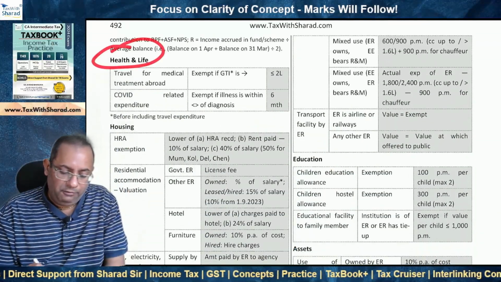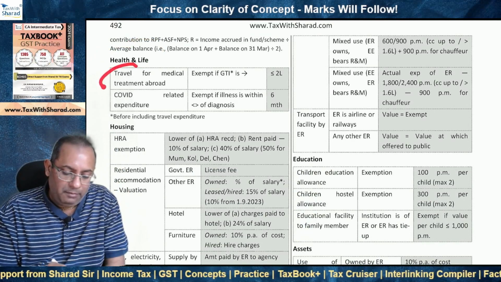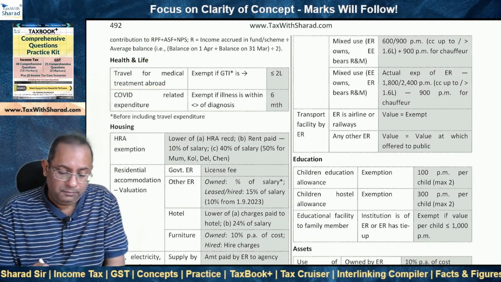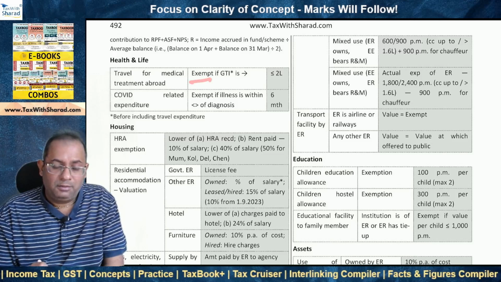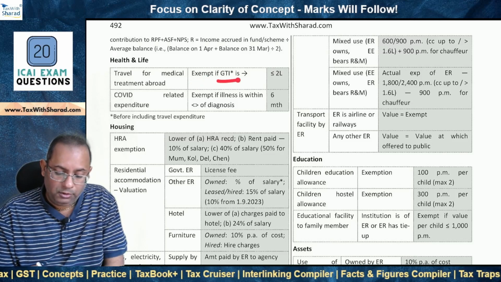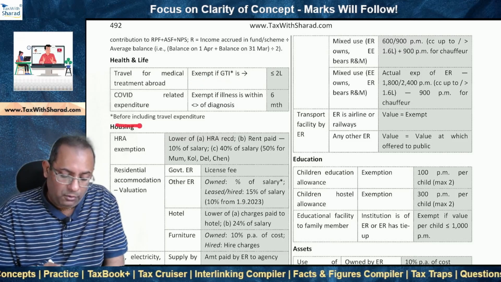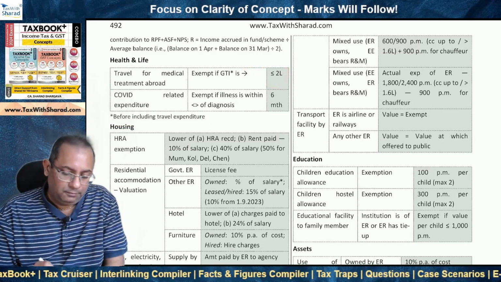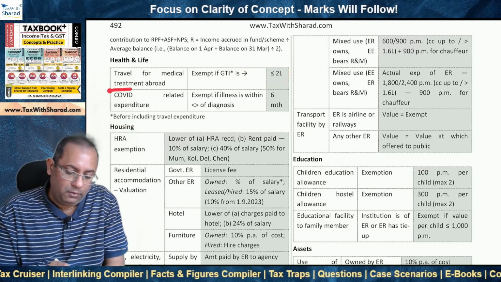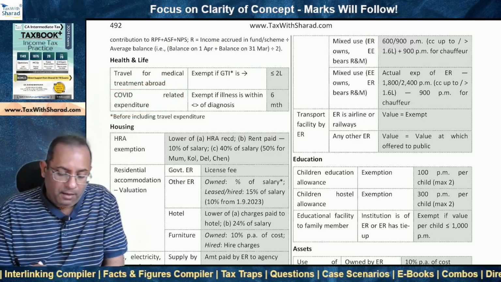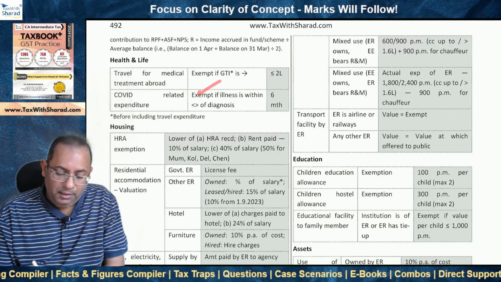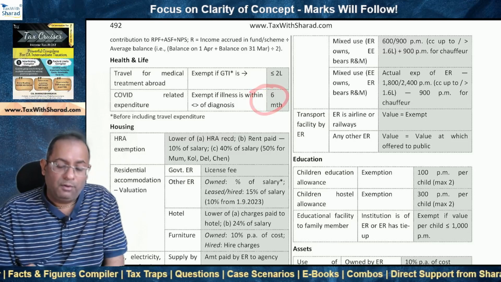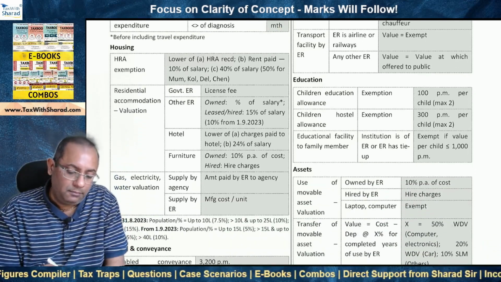We now come to health and life. Travel for medical treatment abroad: the expenditure is exempt. It is not treated as perquisite if the gross total income before including travel expenditure is up to 2 lakh, that is, not more than 2 lakh. COVID related expenditure is exempt if the illness is within 6 months of diagnosis.